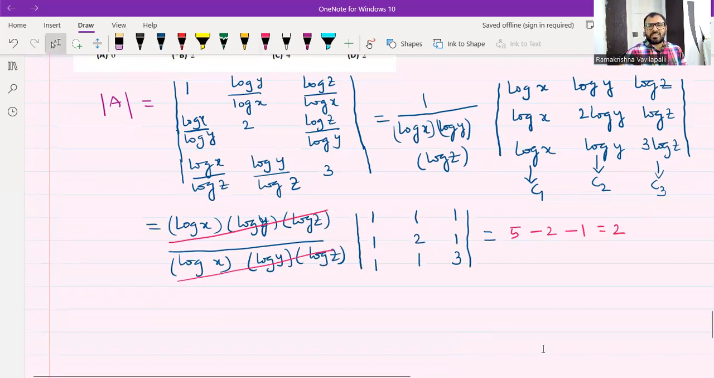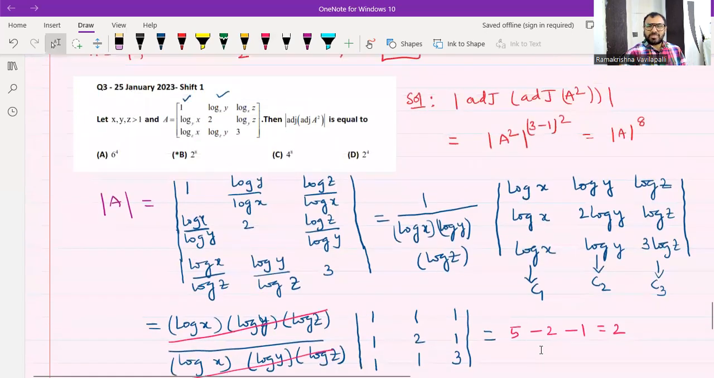So now what is the answer? You see here, we want det A whole power 8. So substituting that value here, you will have 2 to the power of 8. So the only point is they have linked it with finding the determinant of a matrix.